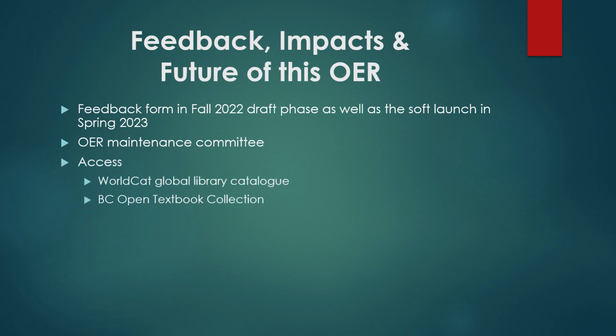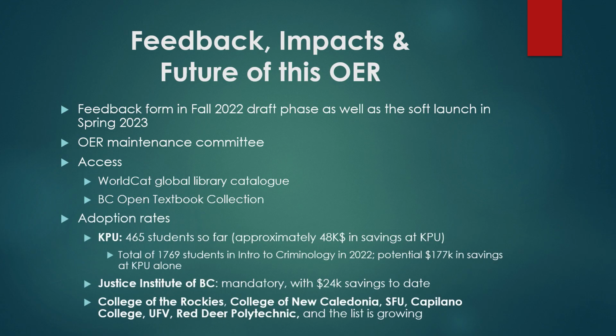Access: it's available in the WorldCat Global Library Catalog and the BC Open Textbook Collection. The adoption rates have been amazing. At KPU alone, close to $50,000 in savings so far, and it was just launched earlier this year. And the potential at KPU alone is huge. There's a potential of $177,000 in savings at KPU alone in one year, based on the number of students that actually enroll in this class.